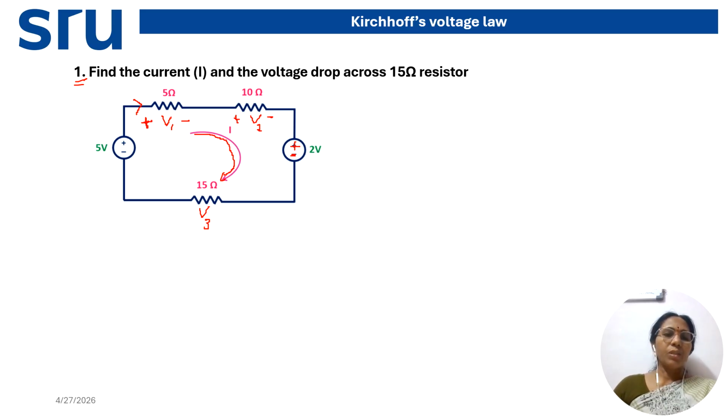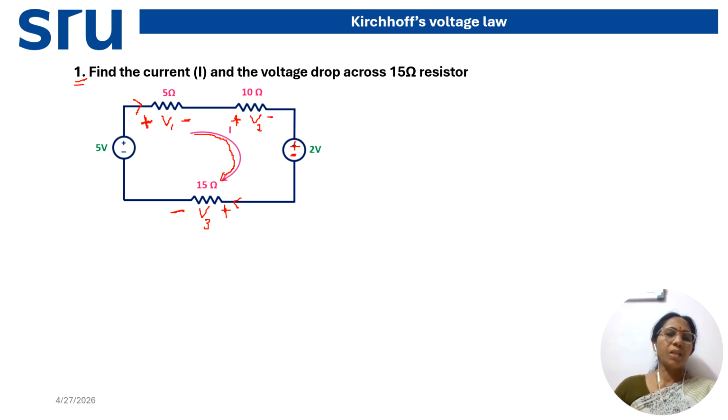And the voltage across this resistance we are representing as V3, but how to take the polarity? See, the direction of current is like this, so entering the resistance is plus and leaving is minus. The same way for the 5 ohm, entering plus and leaving minus. Current entering the 10 ohm with positive and leaving with minus. This is also a resistance, that's why entering with plus and leaving with minus. Like this, first we have taken the polarities across each and every resistance.